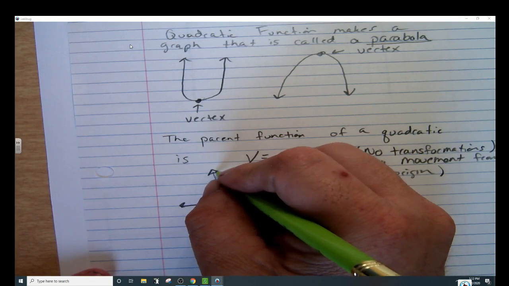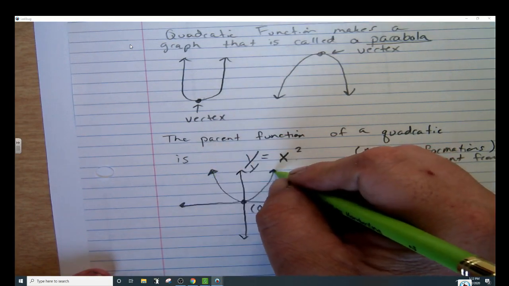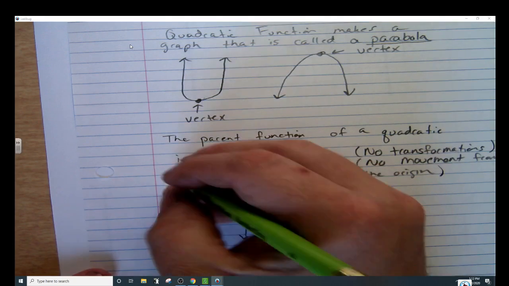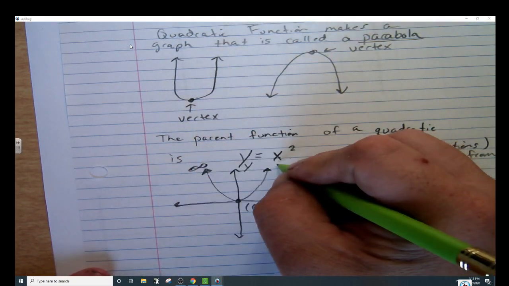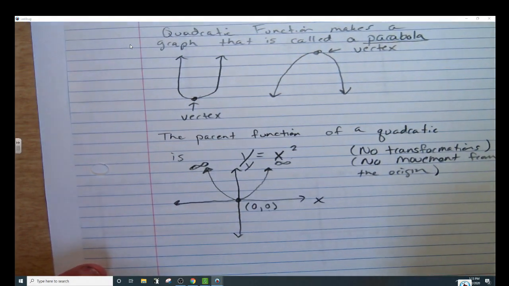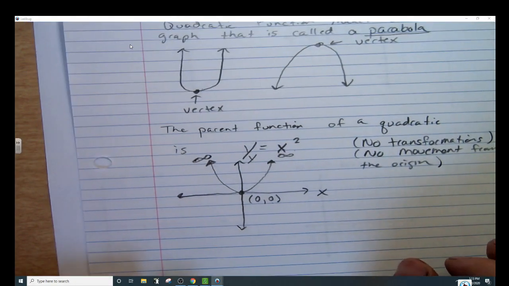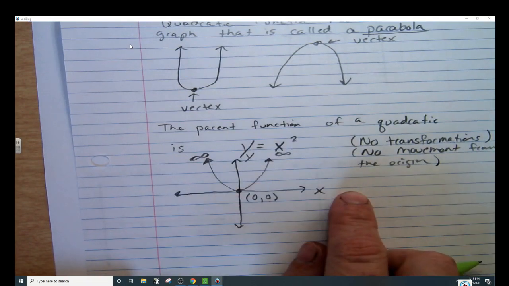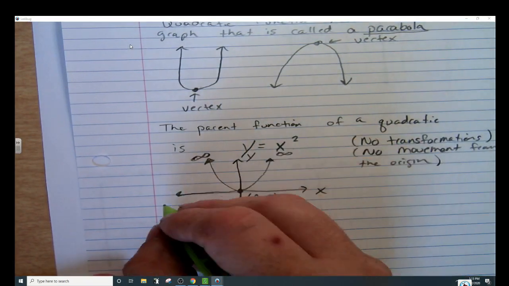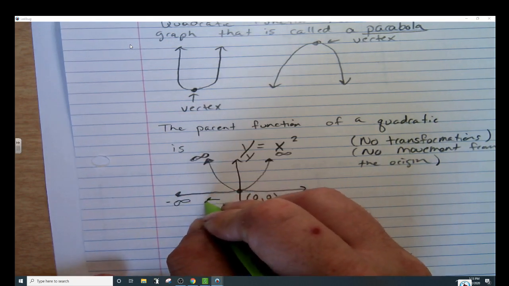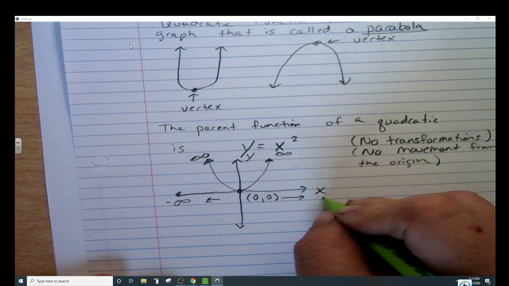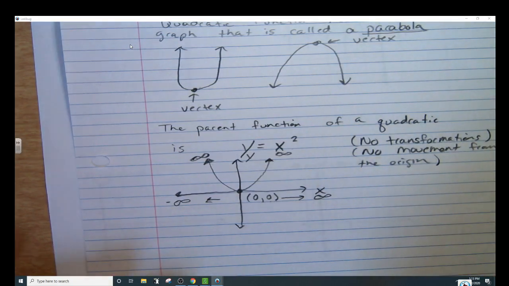Notice it does have arrows on the ends. If it has arrows on the ends like that, that means it goes on forever. It goes to positive infinity. It also goes to negative infinity in the negative x direction, and it also goes to positive infinity in the positive x direction. That'll come in handy in the domain and the range.